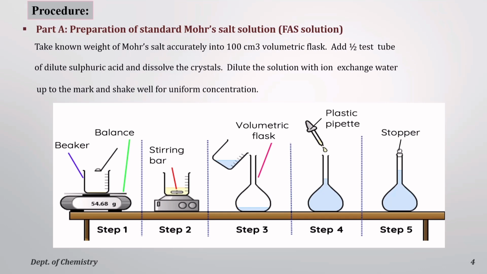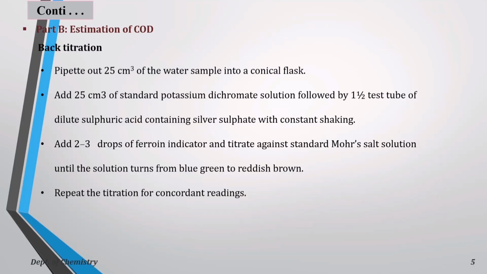In part B, we will be dealing with estimation of COD. In this, first we have to do back titration. So whatever amount of potassium dichromate remains unreacted after oxidizing the organic or inorganic matter of the water will be titrated here against FAS solution.